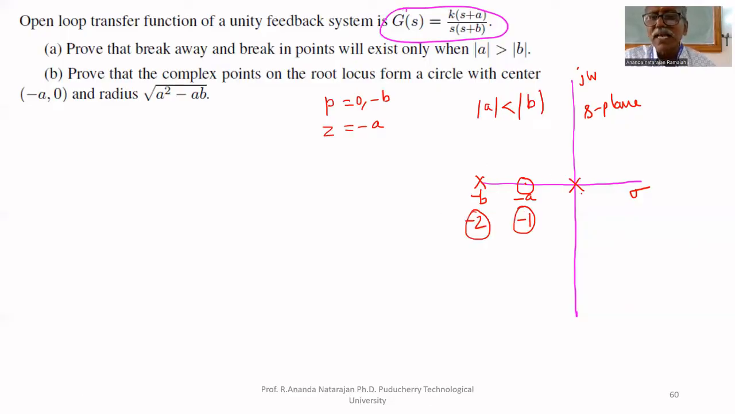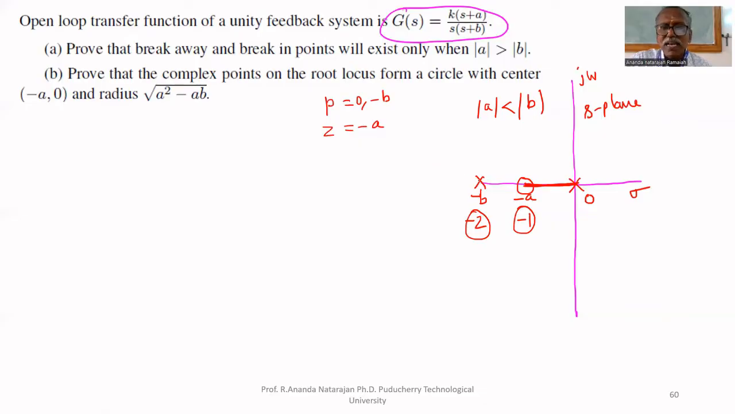Any point between minus A and 0 is part of root locus. Between minus A and minus B, it is not part of root locus. Am I correct or not? Because to the right there is an even number of poles and zeros. Therefore, it is not part of root locus.